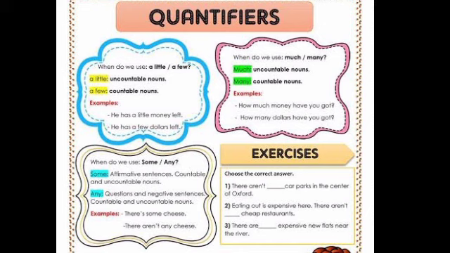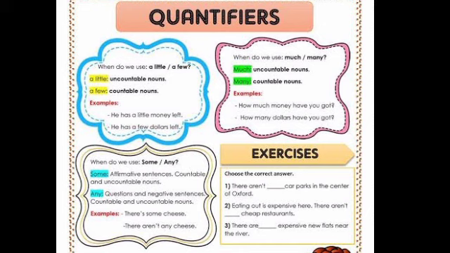Let's do this exercise. Choose the correct answer. There aren't dash car parks in the center of Oxford. Here it is a negative sentence. Aren't, are not. So we can use any here. There aren't any car parks in the center of Oxford. The next one, eating out is expensive here. There aren't dash cheap restaurants. This sentence is also negative, so we can use any here. There aren't any cheap restaurants.